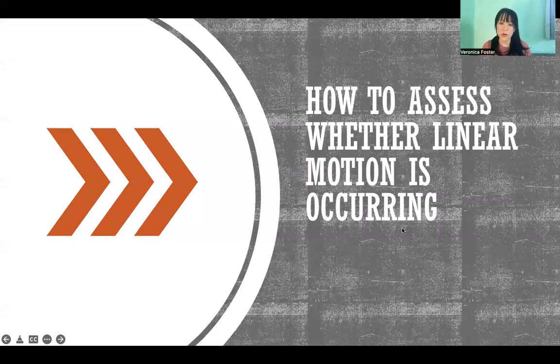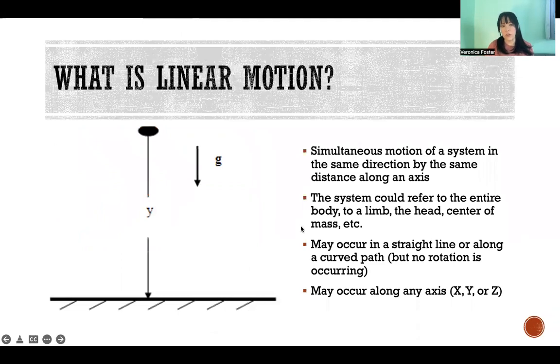Hello, in this video, I'm going to explain how to assess whether linear motion is occurring during a motion analysis or during a movement analysis. So first off, what is linear motion? It's simultaneous motion of a system in the same direction by the same distance along an axis.